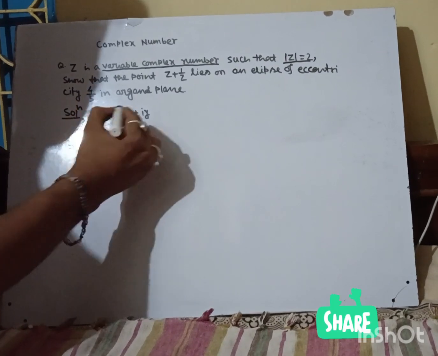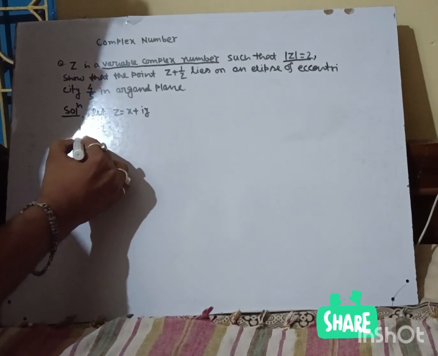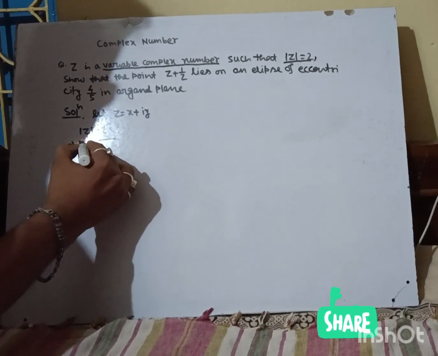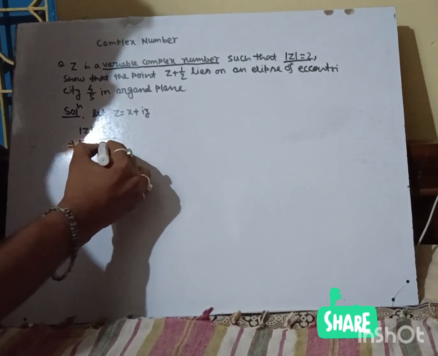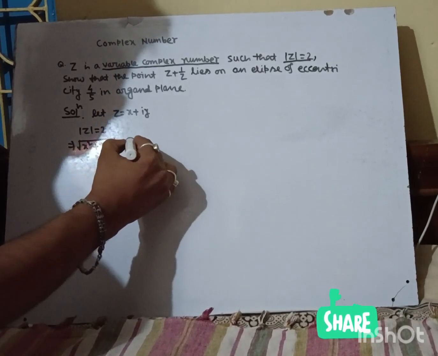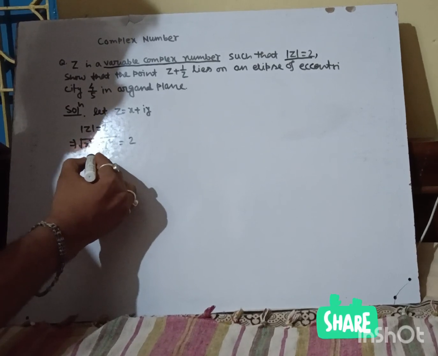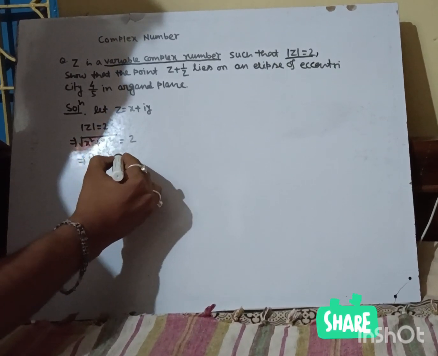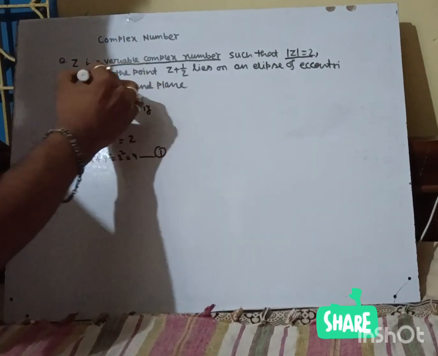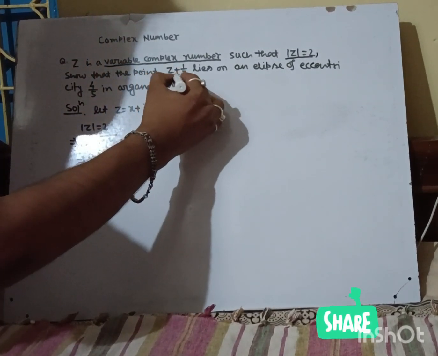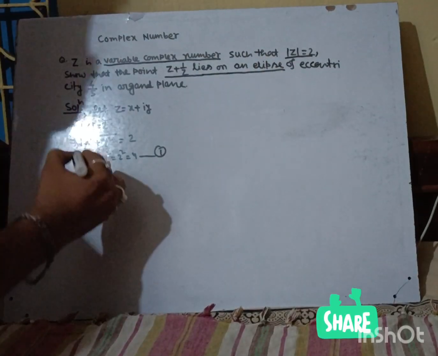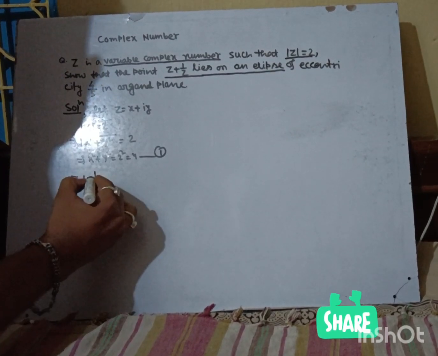This implies modulus z, as we saw in the previous class, is the square root of x square plus y square, that means real part square plus imaginary part square. That means this is equal to 2. That means x square plus y square is equal to 2 square, which is 4. Then show that the point z plus 1 by z lies on an ellipse. We first prove it. Now z plus 1 by z.